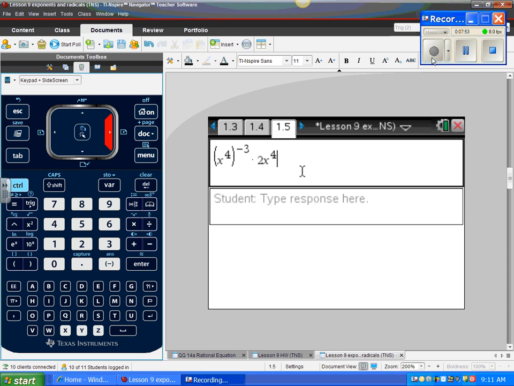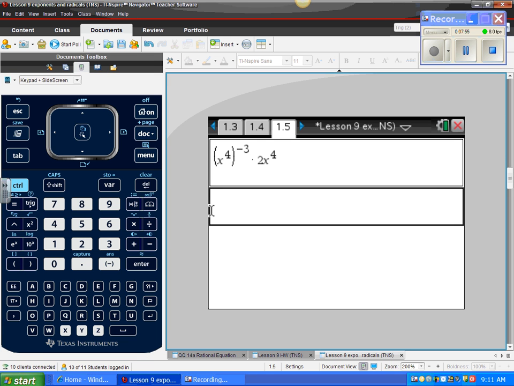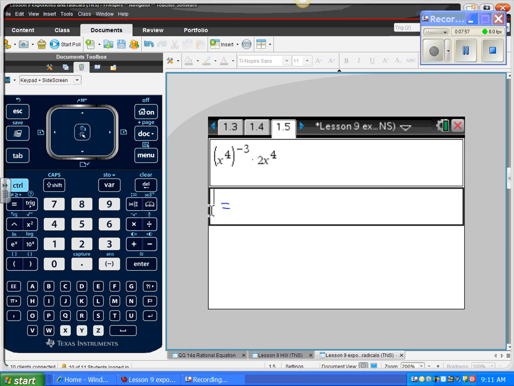Okay, first step is to do what? Good. Raise this power to a power, so we multiply them. So we get x to the negative 12 times 2x to the 4th.